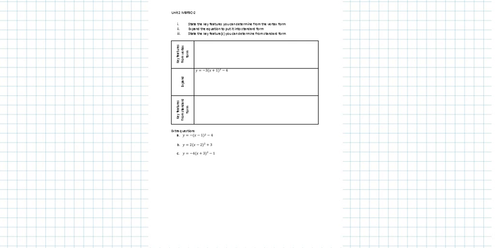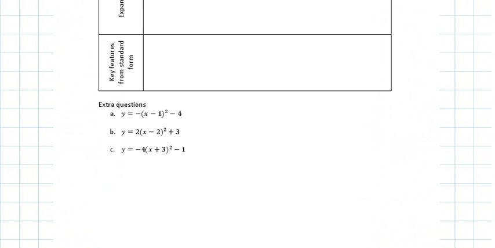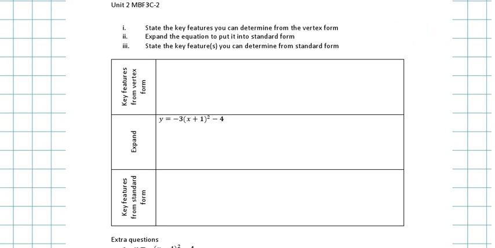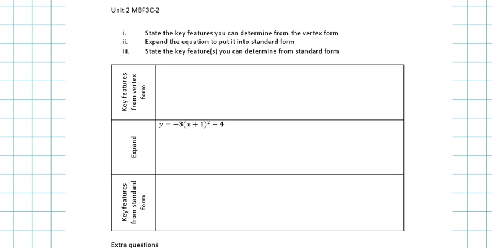The questions ask you to state the key features you can determine from the vertex form, expand the equation to put it in standard form, and state the key feature or features you can determine from standard form. So first, they want you to determine the key features from the vertex form. What can you tell me about the key features? Optimal value is the axis of symmetry. Okay, so let's start with the vertex. What's the vertex? The vertex is the optimal value and axis of symmetry.